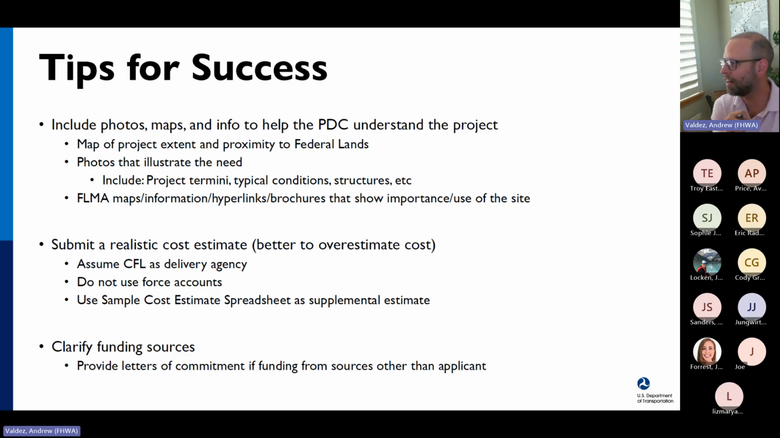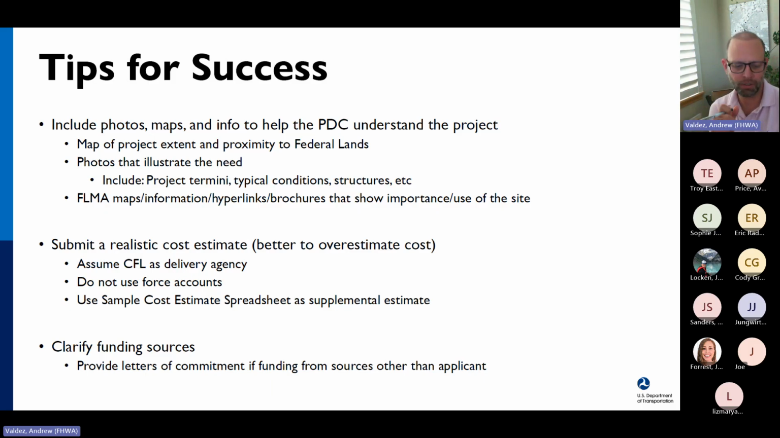Photos, maps, again, we want to see as much as possible. The narrative descriptions are great, but photos and maps can go a long way. FLMA maps, information, other links to other things, brochures that help show the important use of the site. Sometimes we'll see a project that even has a little bit of conceptual design on it. Some artist did a rendering of what this bridge would look like, and we really need it. All those things can be helpful.